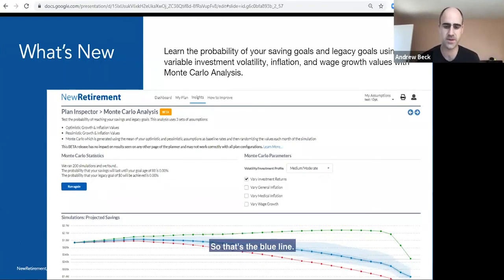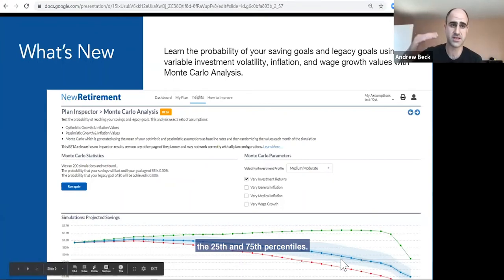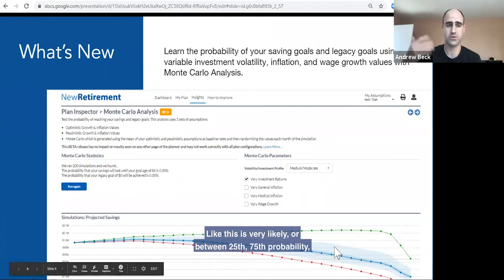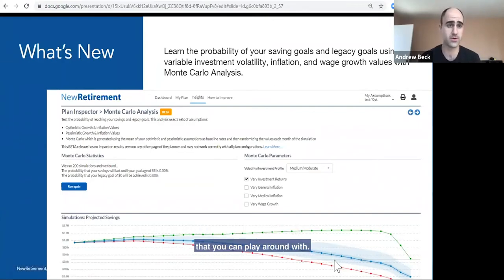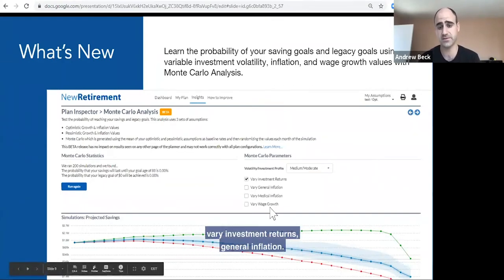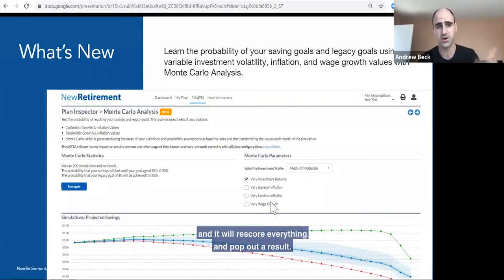So that's the blue line. The red and green lines are your pessimistic and optimistic growth and inflation values. And then we have a light blue area, which is going to show you between the 25th and 75th percentiles. This is very likely, or between 25th and 75th probability, where your projected savings will end up. Then we give you a few parameters that you can play around with on the right side, varied investment returns, general inflation, and you can click that run again button, and it will rescore everything and pop out a result.